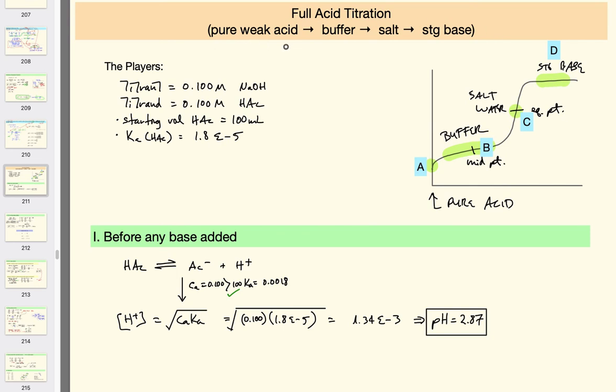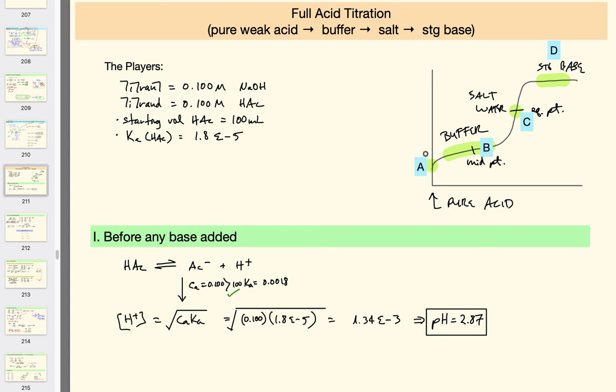So let's look at the players in this particular titration we're going to do, which is titrating a weak acid with a strong base. We're going to start out with a titrant of 0.1 molar sodium hydroxide. That's our strong base. Our titrand is 0.1 molar acetic acid, our weak acid. And we're going to start with a volume of 100 milliliters of acetic acid. And we know that the Ka for acetic acid is 1.8 times 10 to the minus fifth.